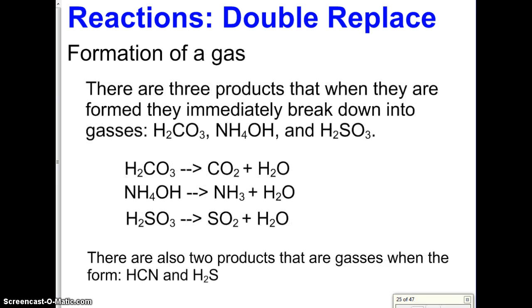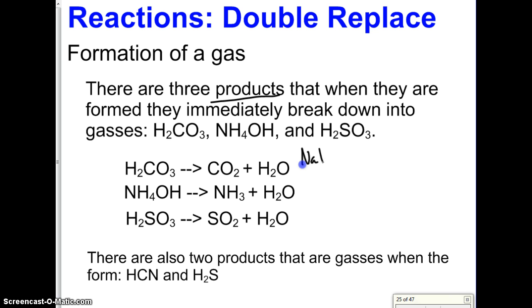And last but not least, the formation of the gases. Again, I wouldn't bother necessarily memorizing these, but I would definitely be able to recognize them when they occur. And we have, of course, carbonic acid when it forms, and these are when they form as products. Specifically, if carbonic acid forms, it breaks into carbon dioxide and water. This is what we see when we mix baking soda and vinegar.